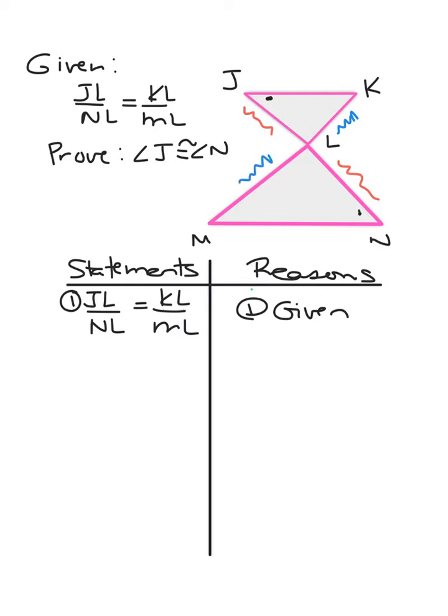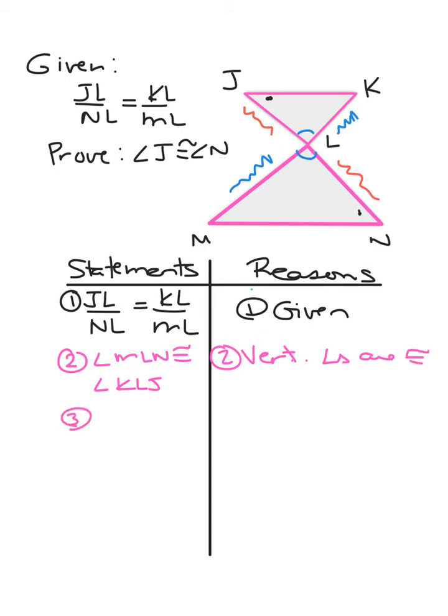They're in proportion. I also notice that I have vertical angles here. So I have a pair of vertical angles here. So I'm going to mark that and write that in my proof so I have it. So I can say that angle MLN is congruent to angle KLJ, and that is because vertical angles are congruent.